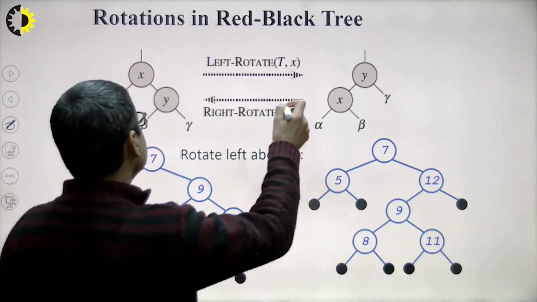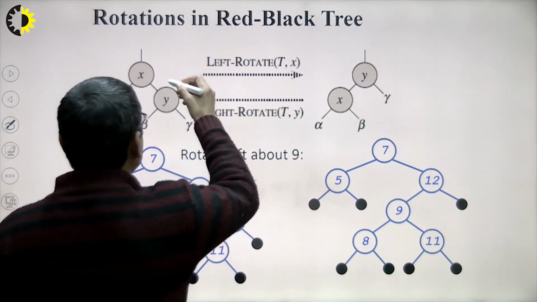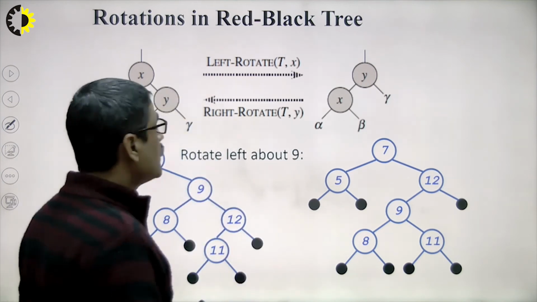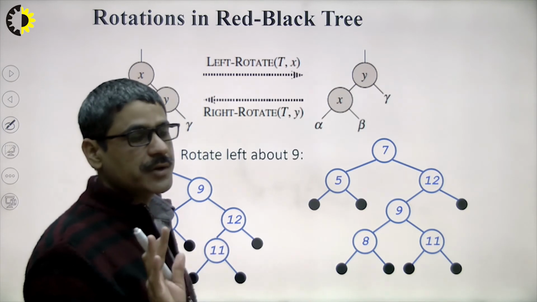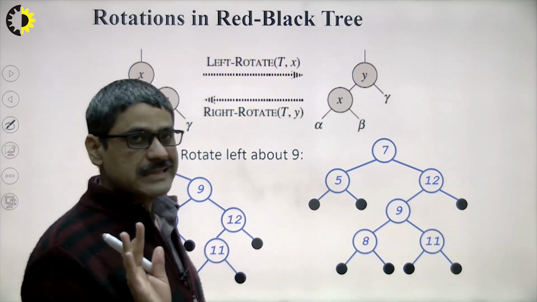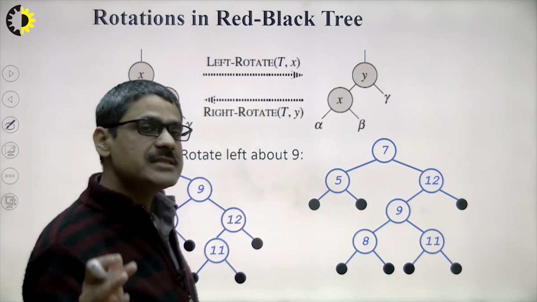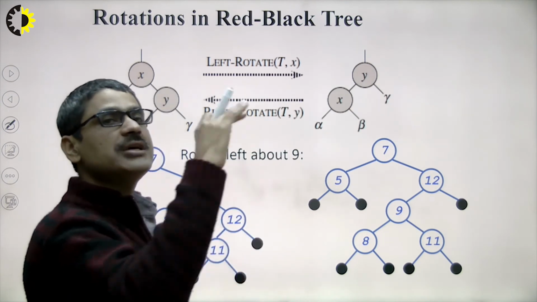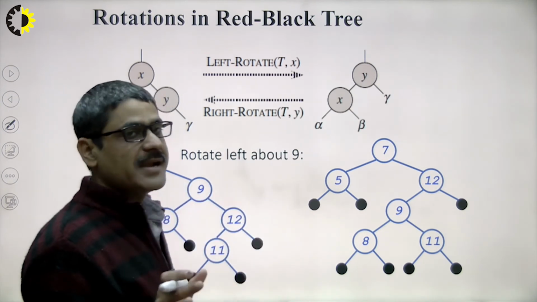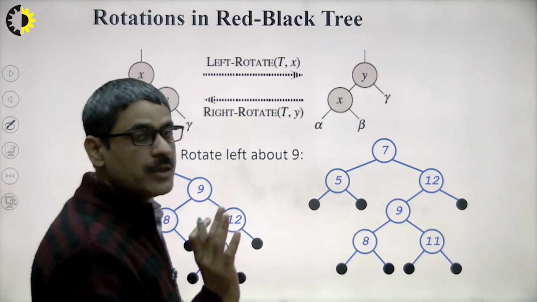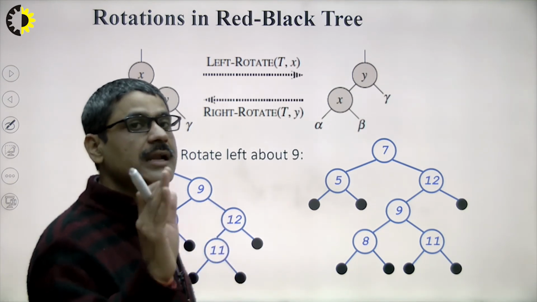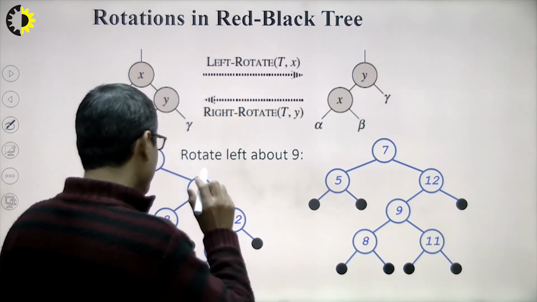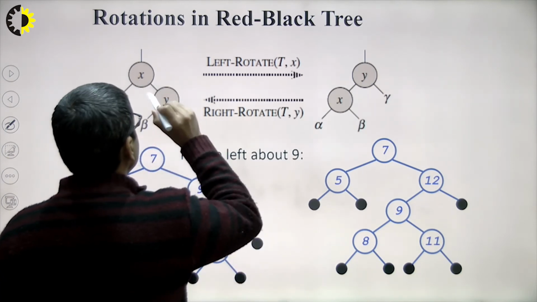Suppose this phenomenon is given, with one particular node x. Here the color is not required, because we don't consider color: color does not change, only the position changes and the child and parent information is changed. We do this rotation using two types, left rotation and right rotation. So suppose we have a combination of this tree.